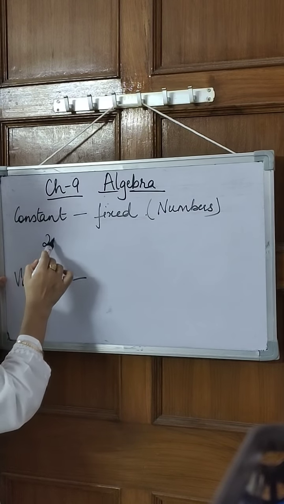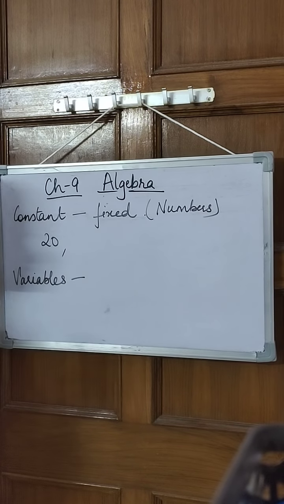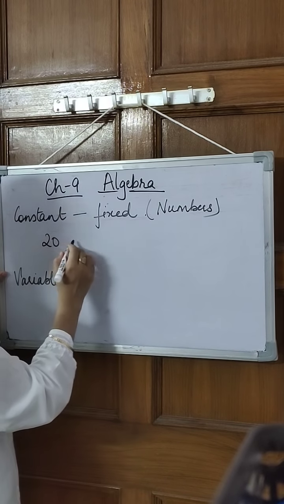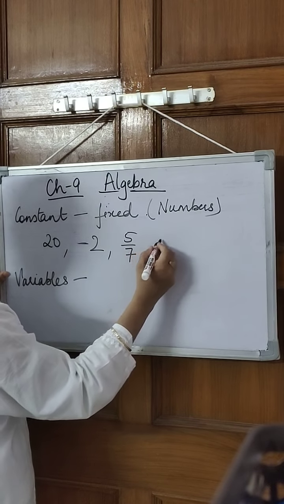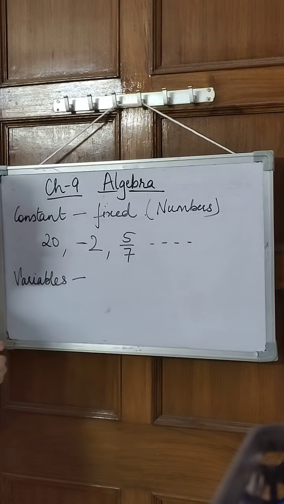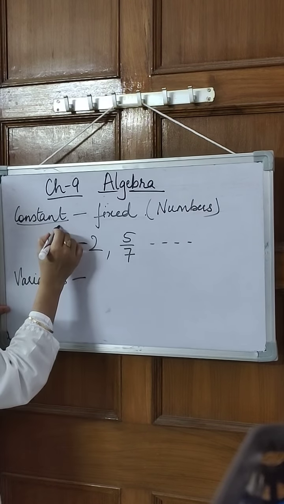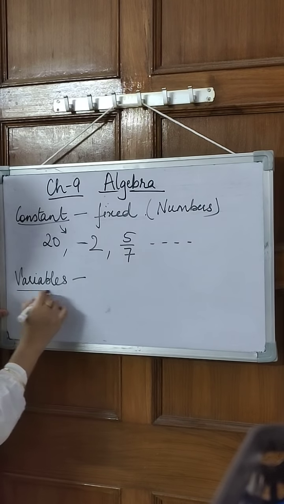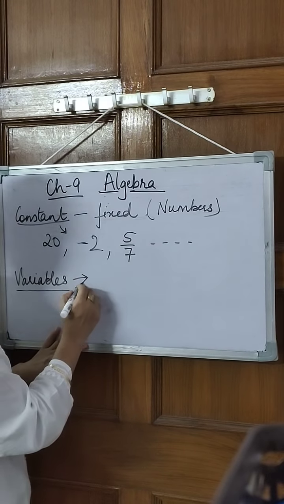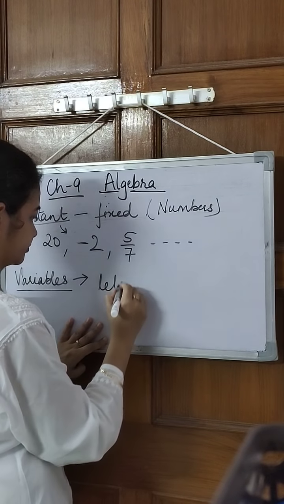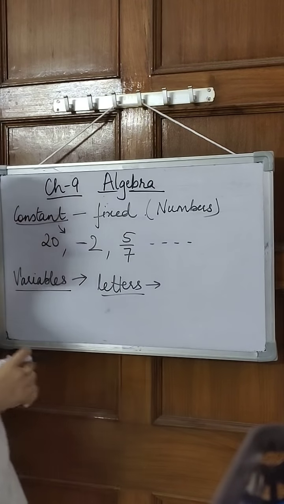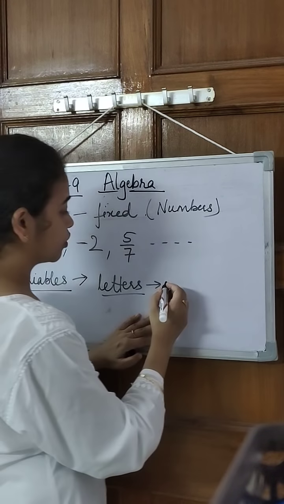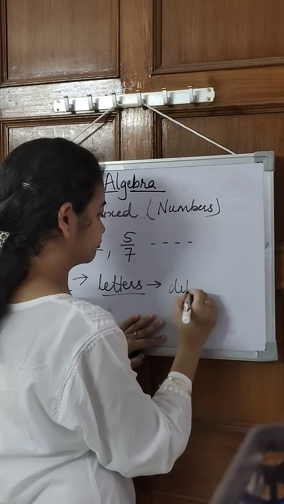If someone has got 20 out of 20, that means 20. We cannot say that the person has got 10 out of 20. We cannot change the number. So any number, whether it is a positive number or a negative number or a fractional number, remains fixed. So these fixed quantities are called constants. Now what are variables? Variables are letters, and they are the quantities which can take different numerical values.